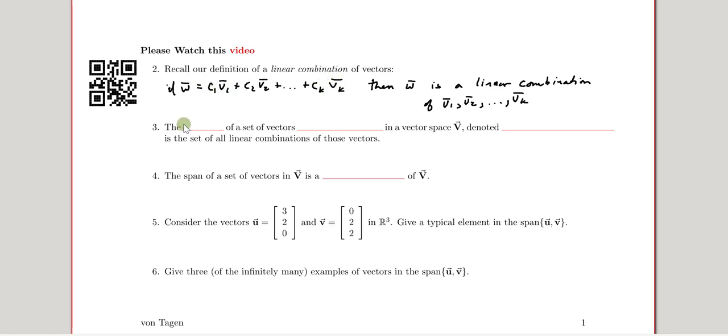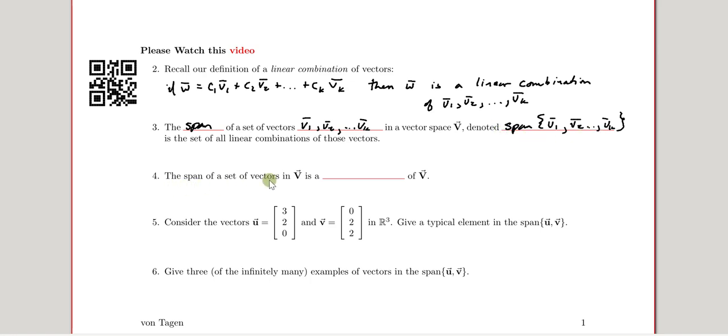So now I'm ready to define the word span. So the span of a set of vectors V1, V2 up to VK, which we'll denote as the span of V1, V2 up to VK, is just all linear combinations of those vectors. So here W is a linear combination of the vectors V1 through VK, so we'd say that W lies inside of the span of that.